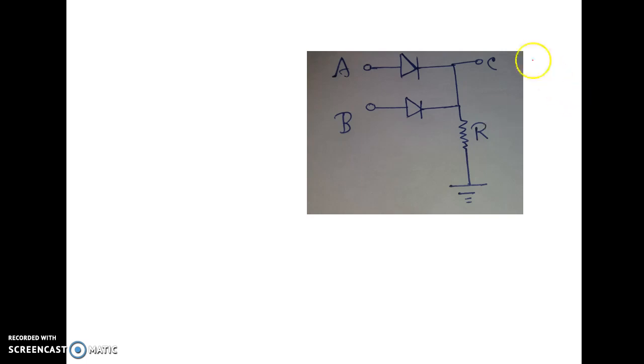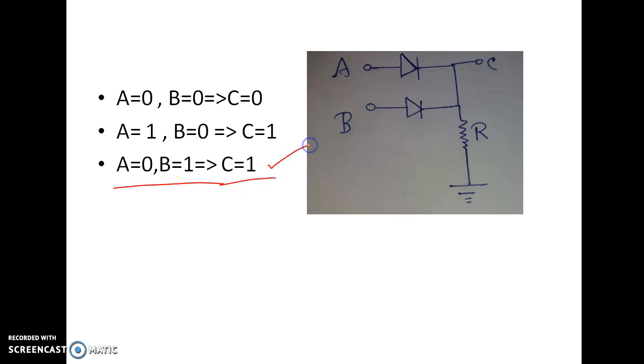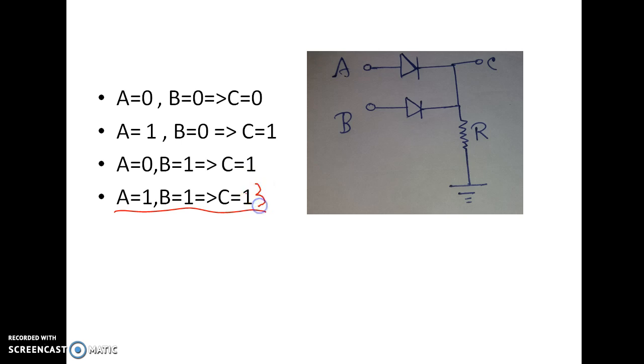Okay, now with this circuit analysis we started and we got 4 results. When A equal to 0, B equal to 0, C equal to 0. When A equal to 1, B equal to 0, C equal to 1. When A equal to 0, B equal to 1, C equal to 1. And when A equal to 1, B equal to 1, that means both are high, then C equal to 1. From this, it is clear that whenever any input is high, output is high, and when both the inputs are low, then the output is low.